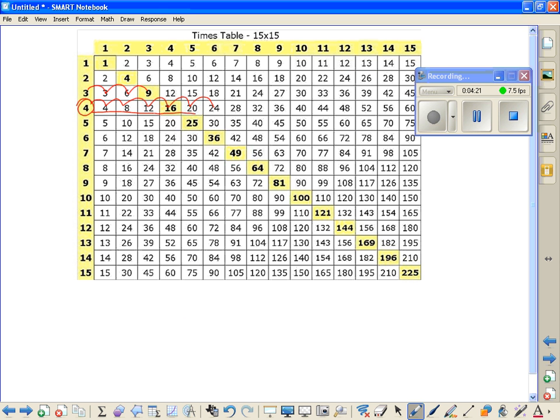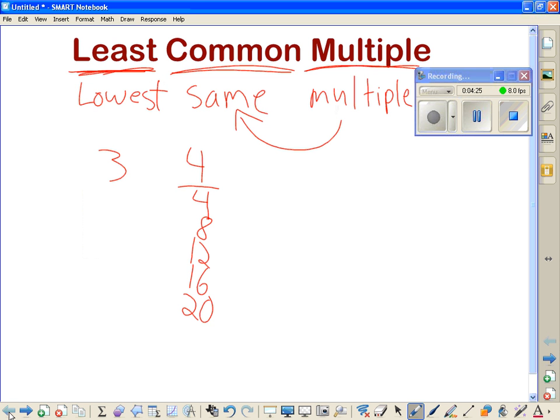3, 6, 9, 12, 15. Okay, but as I list those multiples, I'm going to ask myself, do I see that multiple over here on the other side? So is 3, does the number 3 have a common multiple with 4? What is the lowest multiple they have in common?